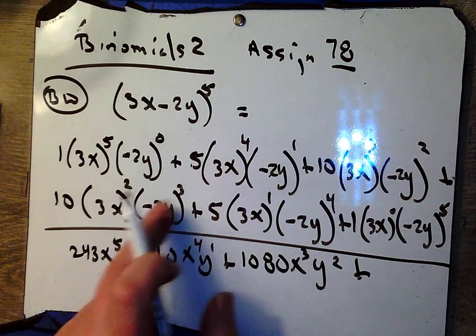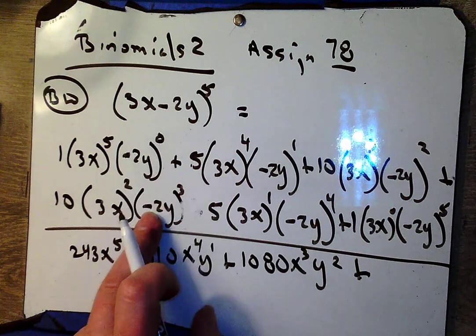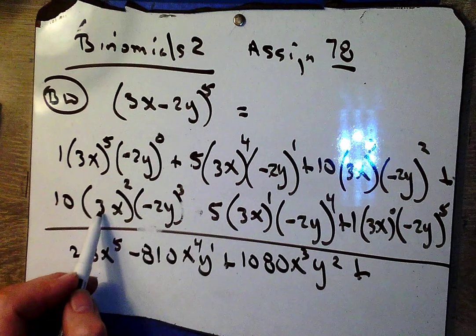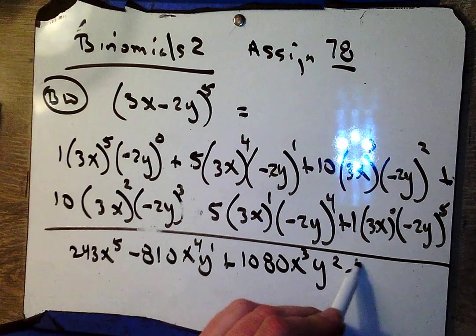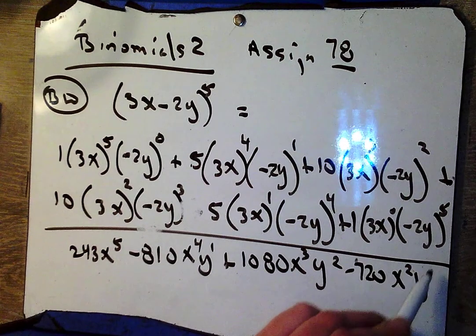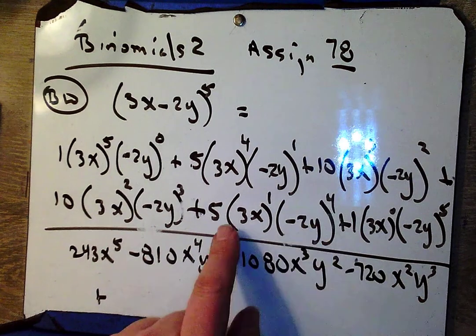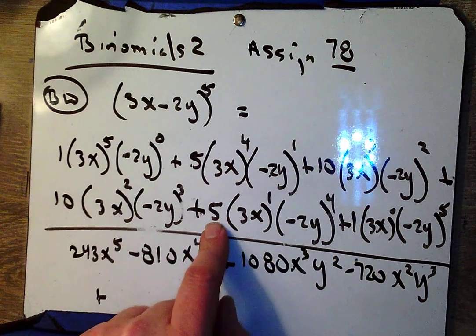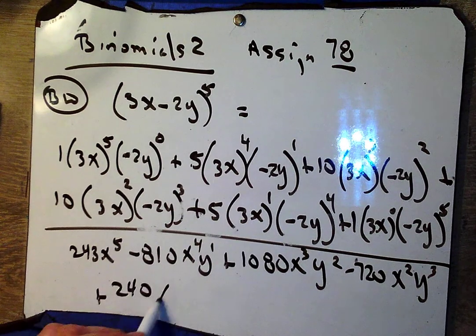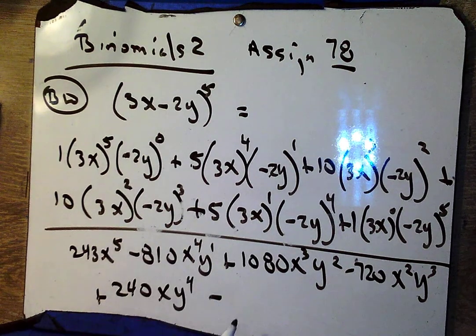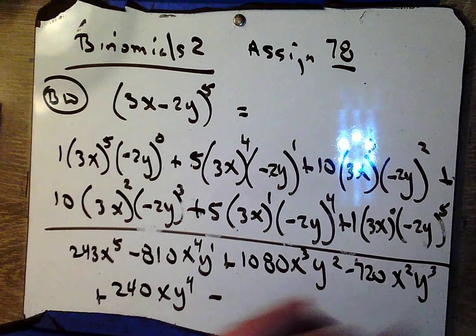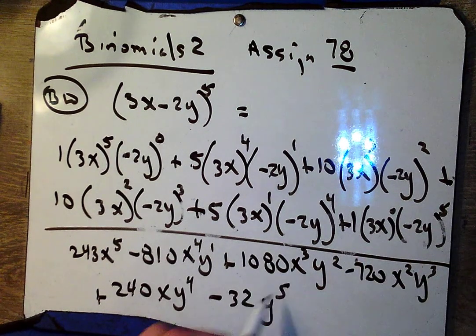plus, now it's going to be minus, isn't it? Because it's minus 2 to the third, which is minus 8, times 9 is negative 72, times 10 is minus 720, x squared, y to the third, plus 16 times 5 is 80 times 3, 240, x, y to the fourth, and then finally 1 times negative 32, y to the fifth. Okay, nice. We can do these expansions. Fabulous.